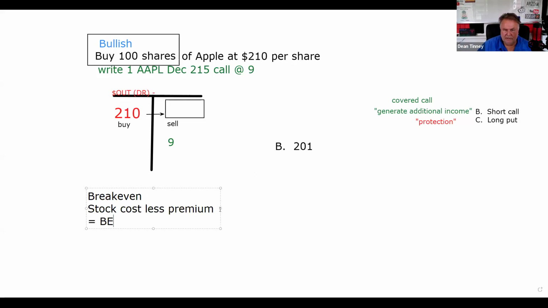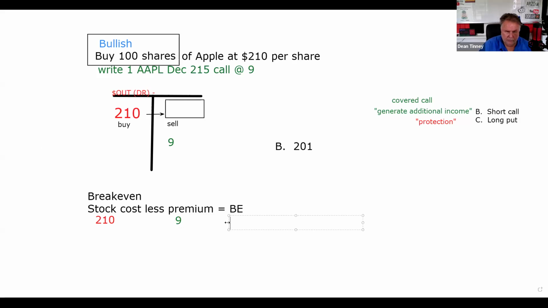Right. So our break even here is going to be what we paid for the stock. We paid for the stock 210. We brought in for the option 9 points. And so our break even is going to be 201.